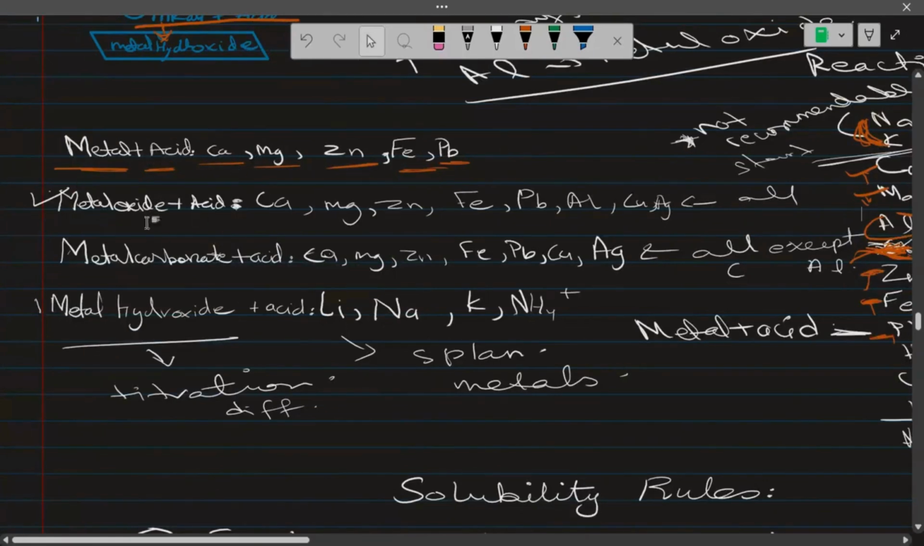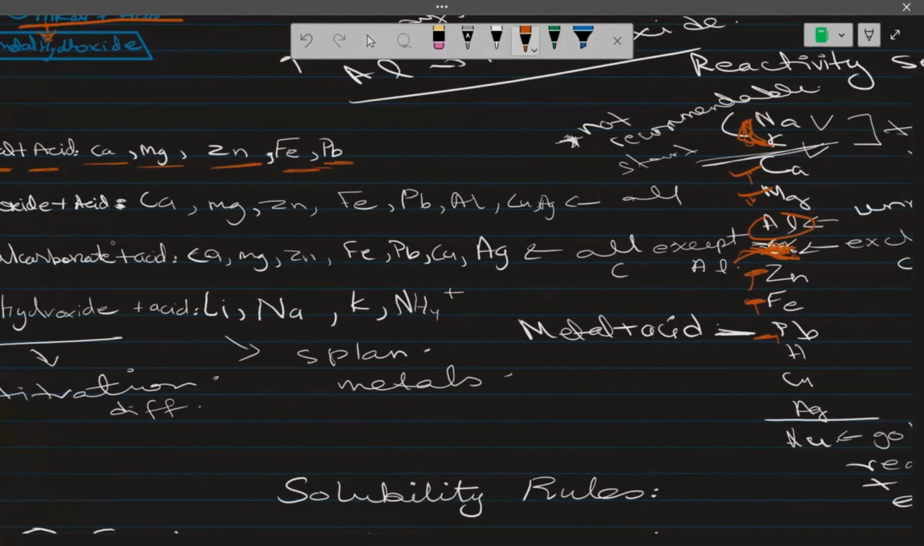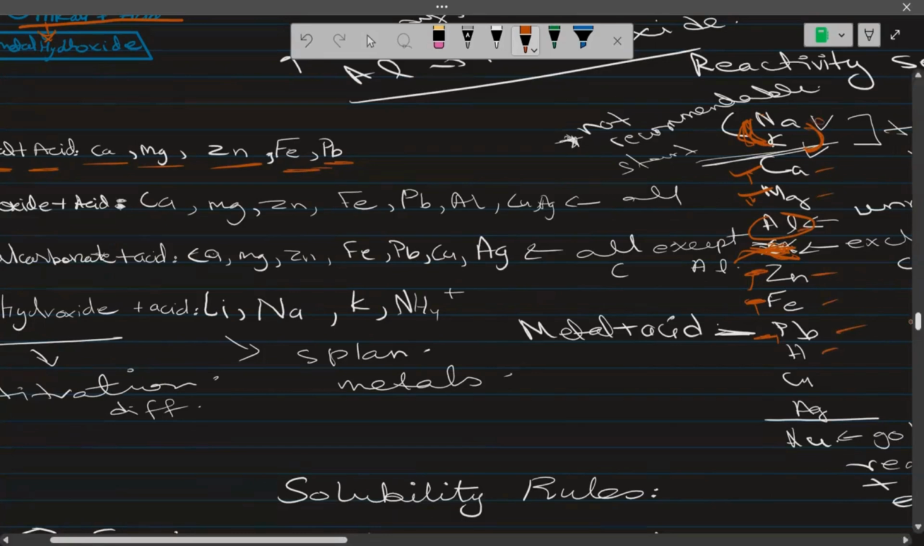Now let's come to metal oxide. In metal oxide, all the metals come except sodium and potassium, because they are not recommendable. Except for these two: calcium, magnesium, aluminum, zinc, iron, lead. Hydrogen is also not a metal, so hydrogen will not come, and copper and silver. While gold, what is gold? Gold is basically unreactive in nature, so hence it cannot react.